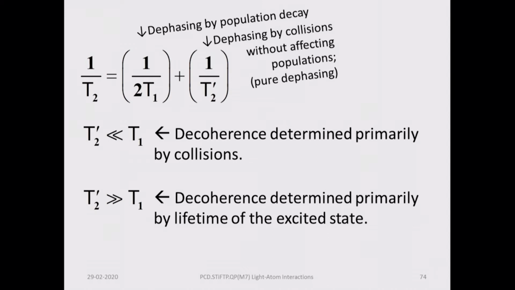It can be either collisions or it can be the lifetime of the excited states. It could be both, but one can be dominant. When T2 prime is much smaller than T1, then collisions is the dominant reason for decoherence, whereas when it is the other way around, when T2 prime is much larger than T1, then it is mostly the lifetime of the excited state which is the dominant factor.